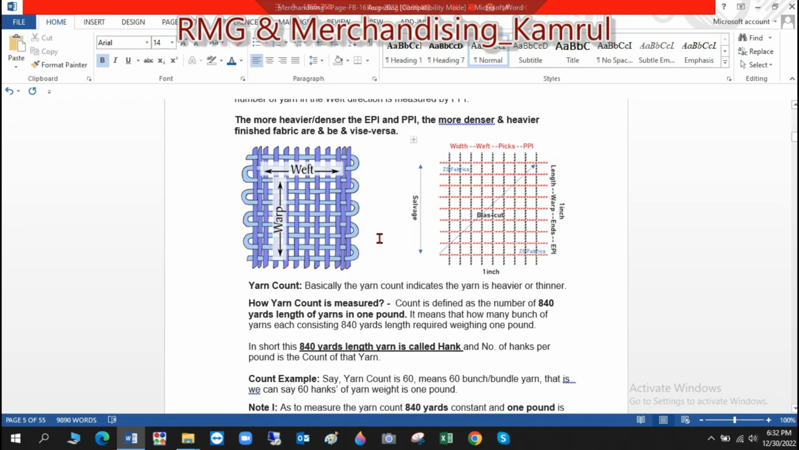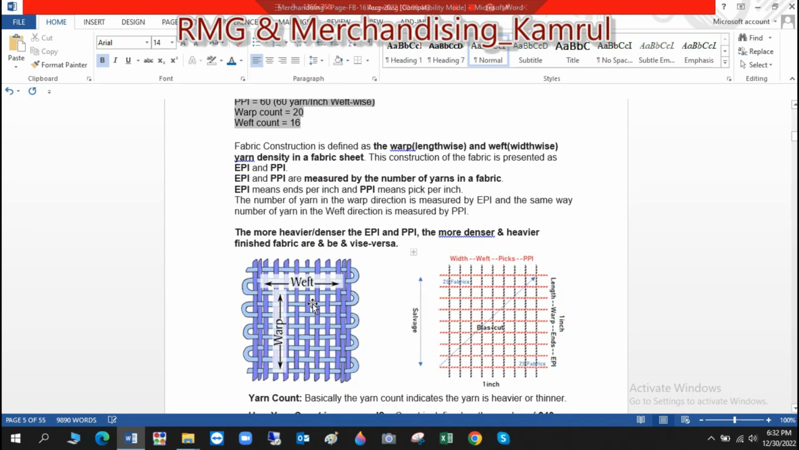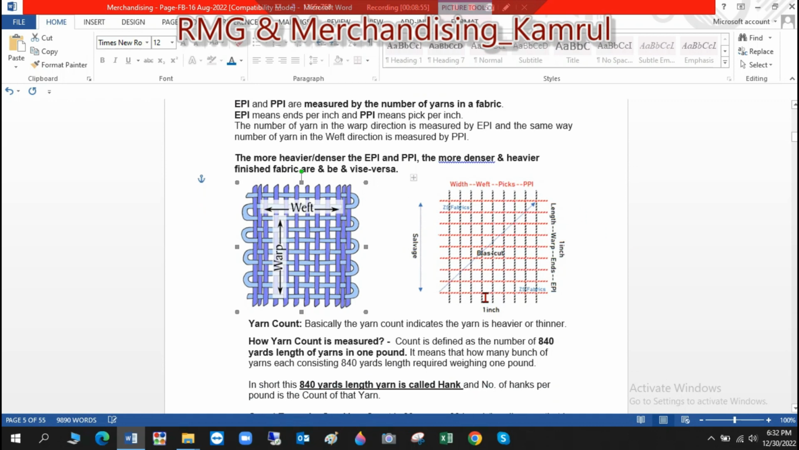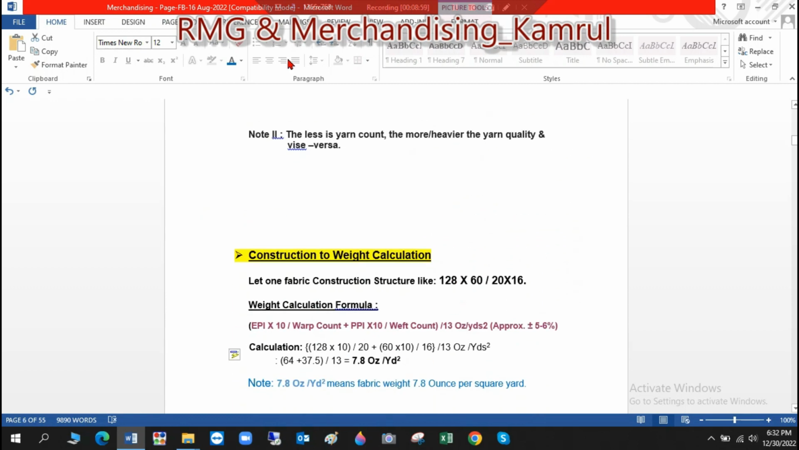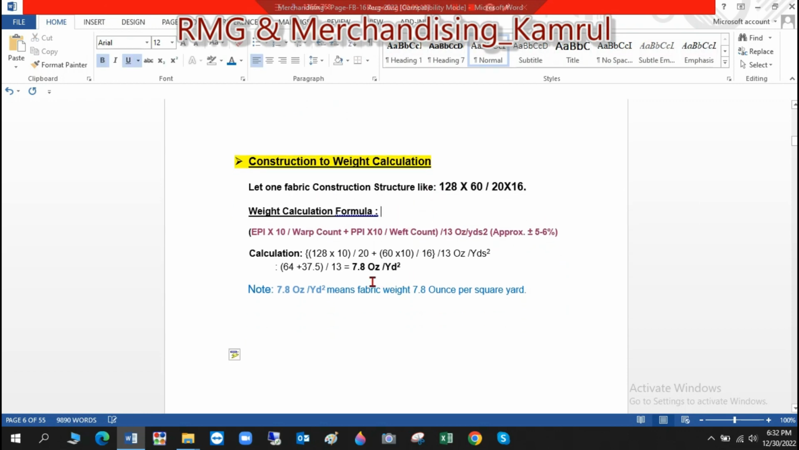So from this we have already covered what a hank is and what construction is. Through this picture you can see warp and weft, and here also the weft-wise PPI and warp-wise EPI, I mean widthwise PPI and lengthwise EPI. So now I'm going to my second point, that is how from this construction we can calculate the weight. The weight calculation from the construction. Let's take the same construction. Now the formula, just keep the formula in mind.